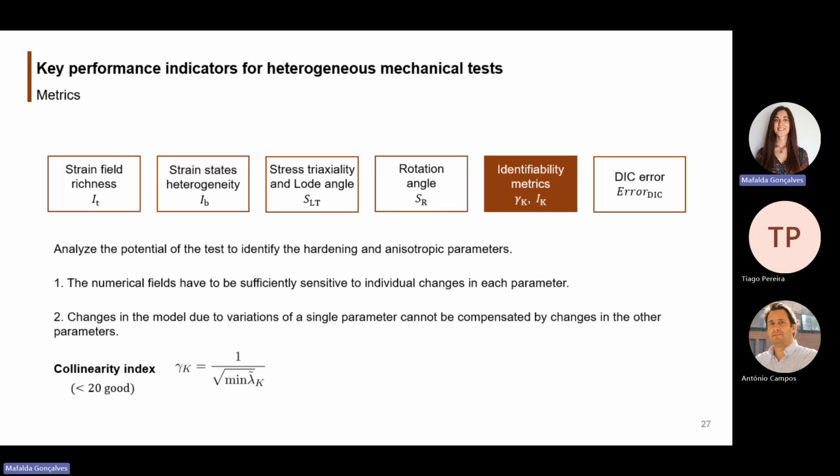The identifiability index resumes both conditions and evaluates the strength of each parameter and also the dependency between parameters. And if it presents a value higher than 3, it presents a poor identifiability, moderate between 2 and 3, and lower than 2, a good identifiability of the parameters of the model.